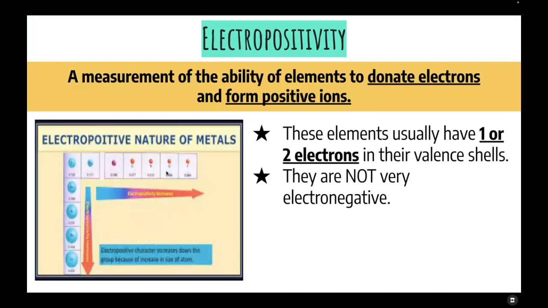And so you could think about these as, because they have 1 or 2 electrons, they're more willing to donate an electron to an element that wants to fulfill its octet rule. All right. And so examples would include things like sodium, potassium, and calcium.